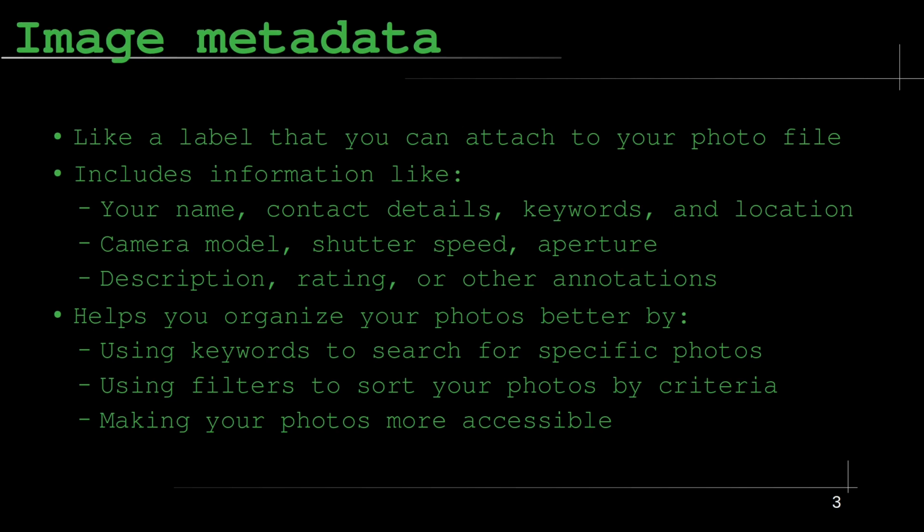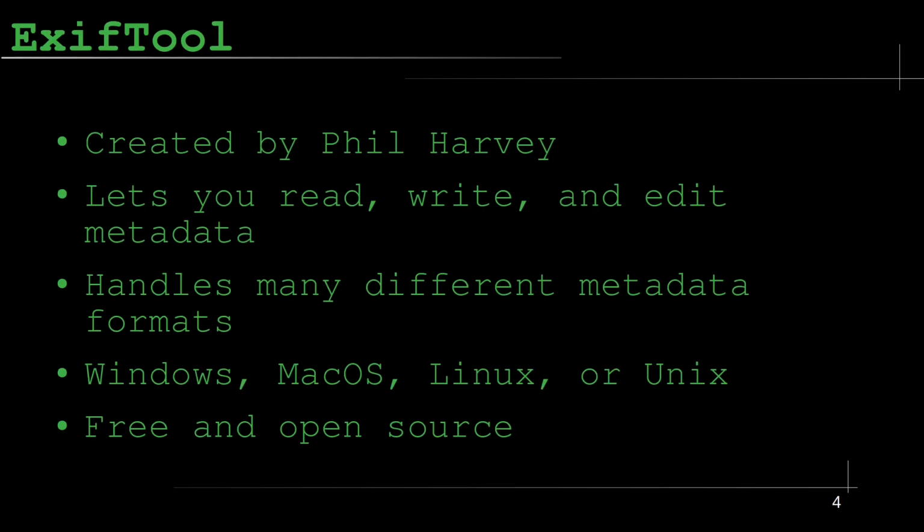Now that we know what image metadata is, let's look at a specific tool to read, write, and edit metadata. My favorite tool to work with image metadata is called ExifTool. It was created by a guy named Phil Harvey. ExifTool is a tool that lets you read, write, and edit metadata in many kinds of files. You can use it to change or add information like the date, the location, the camera settings, or the keywords of your photos. You can also use it to see the hidden data that some cameras or devices add to your files, such as the maker notes.